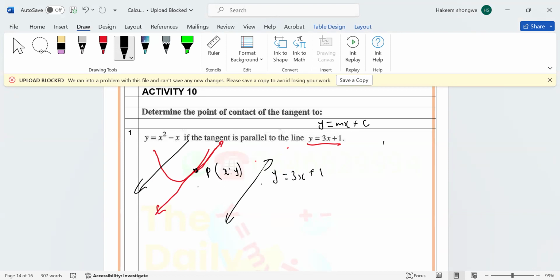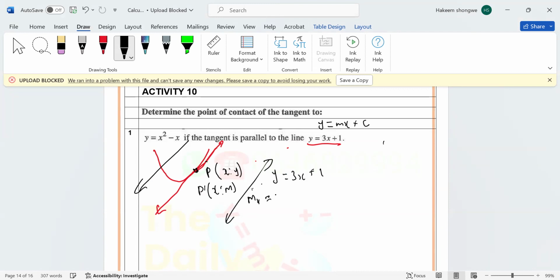Then we go to point P prime, which is the point below. Do we know what x is? We don't know. Do we know what m is? Yes, what is m? 3. We are not sure as yet. We know m of this line, but we don't know m of this one. But we can find it. How? We're going to call this m parallel.